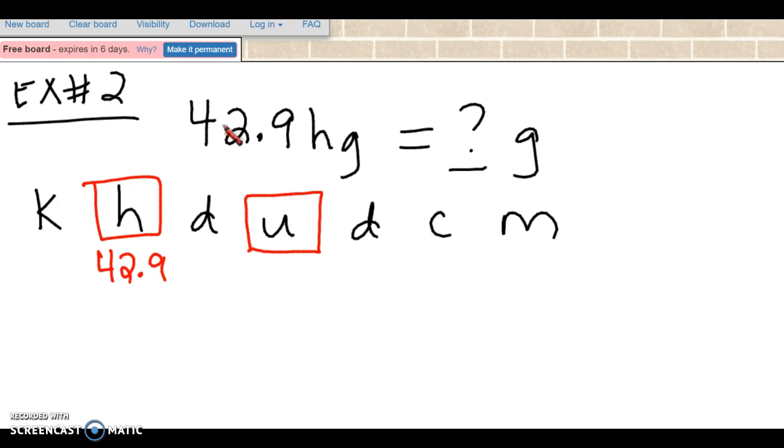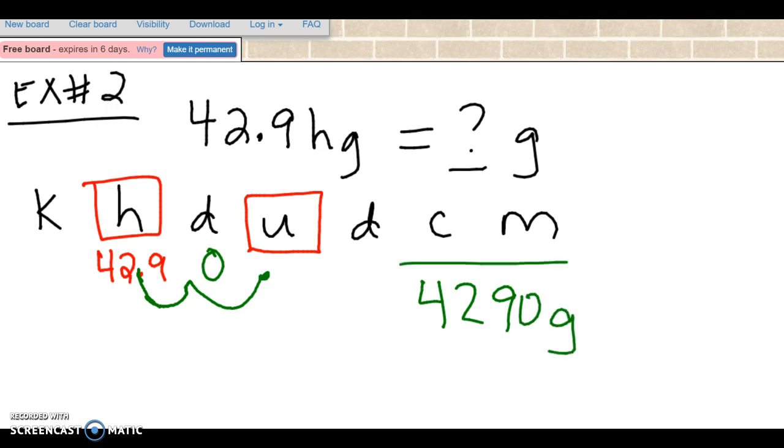So this means we will take our decimal place and move it over to the right 1, 2 spaces. Once we move our decimal place 2 spaces, we have to fill in any empty spots with a 0. So this means that there are 4,290 grams in 42.9 hectograms.